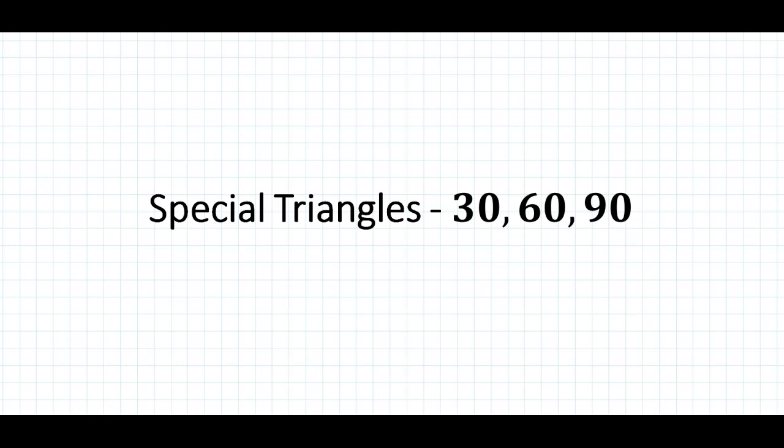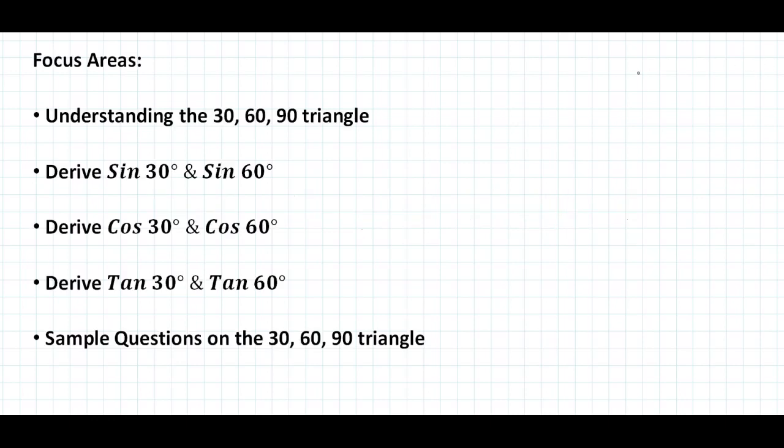In this lesson, we'll be taking a look at the special triangles, the 30, 60, 90 special triangle. I'll start off by explaining to you the 30, 60, 90 triangle. Then we'll use that information to derive the sine, cosine, and tangent of 30 degrees and 60 degrees in these triangles. And then we'll look at some examples together on how to apply the knowledge from these triangles.